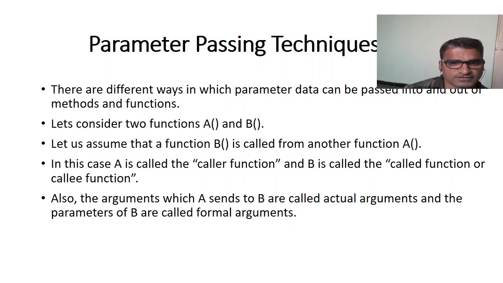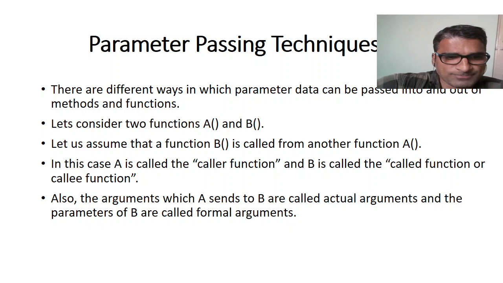So let us have two functions, function A and function B. When function A calls function B, then function B is called the called function. Why? Because as function A, I am calling someone else. So function B is called the called function, and function A is called the caller function. A small correction: function A is called the caller function. Why? Because I am calling another function.